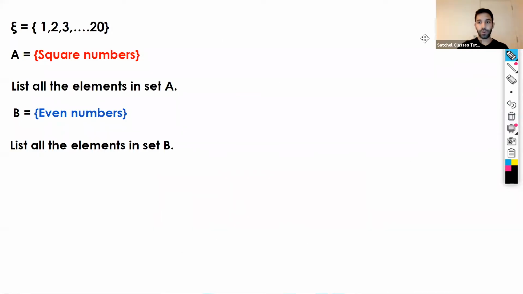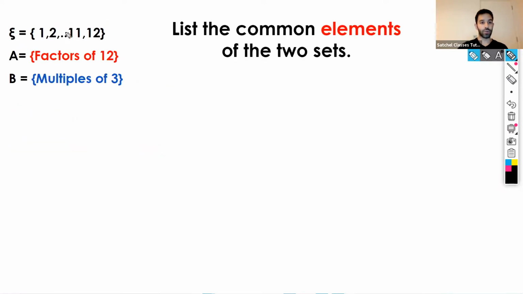All right, now moving on here, it says list all the common elements in the two sets. So the universal set is numbers 1 to 12. So that's going to include 3, 4, 5, 6, and so on. So we want all the factors of 12 in set A. So factors of 12 will be 1, 2, 3, 4, 5 is not a factor, but 6 is. 7, 8, 9, 10, and 11 are not, but 12 is also a factor. And then the multiples of 3 are going to be 3, 6, 9, and 12.